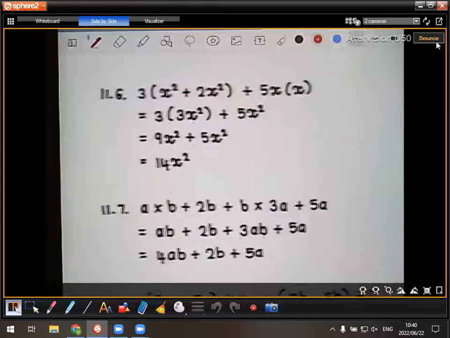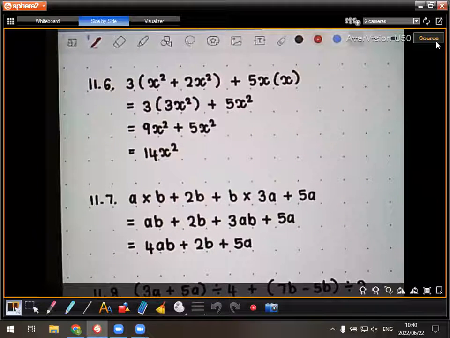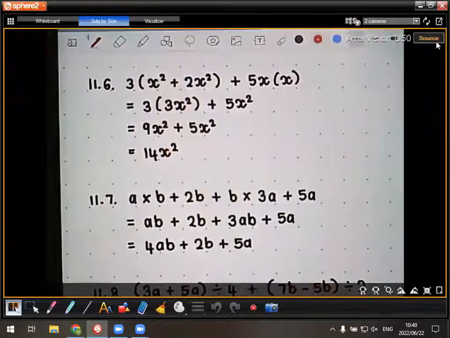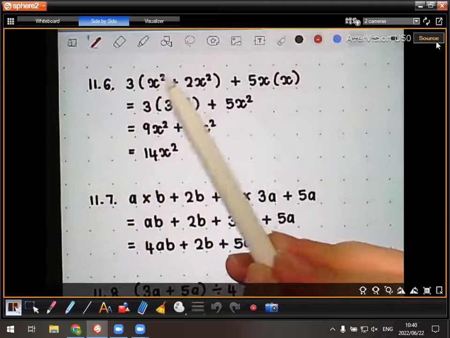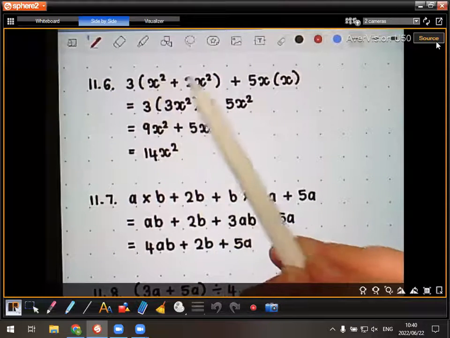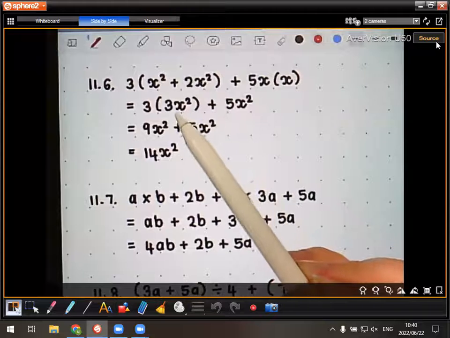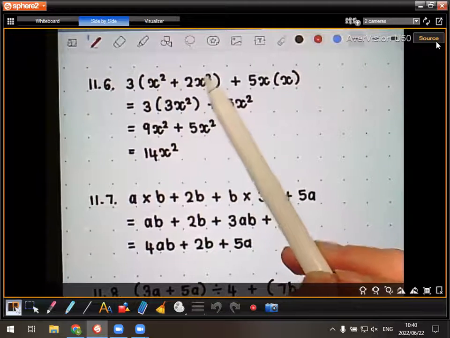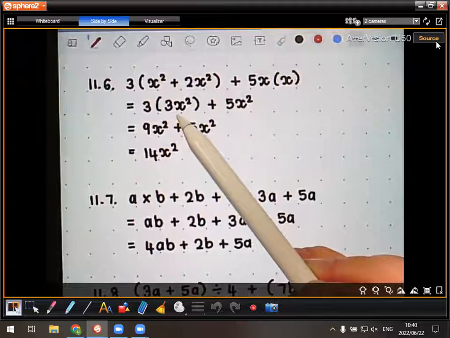Okay, 11.6. Remember, guys, BODMAS brackets first. So if you can simplify what is in the brackets, if you can actually add them together, then you have to do that. And if we're looking at this first bracket, x squared and 2x squared, those are like terms. So you can add them together. Right, so that is what I did in my second line there. 1x squared plus 2x squared is 3x squared.